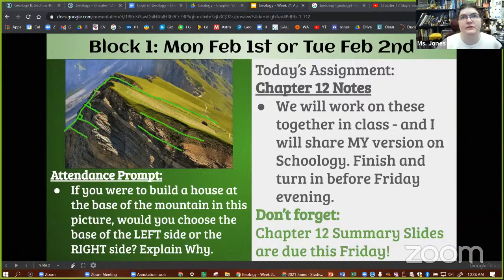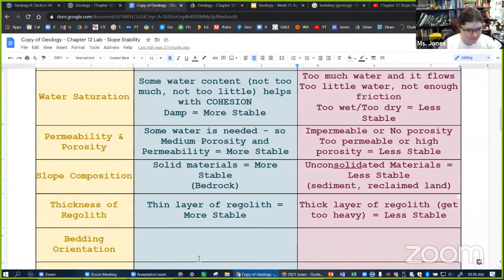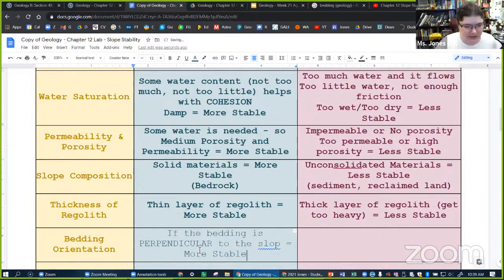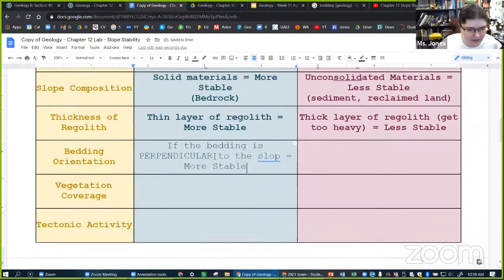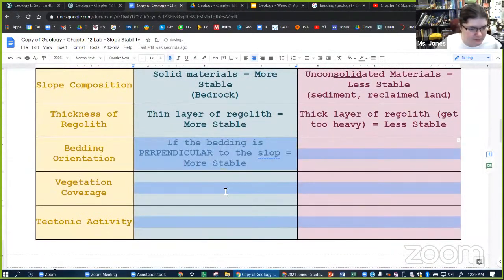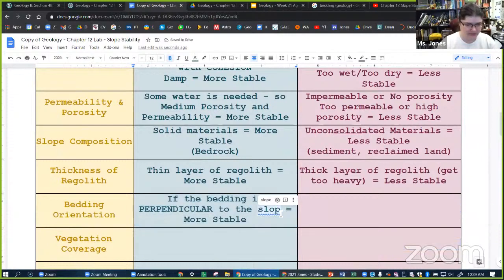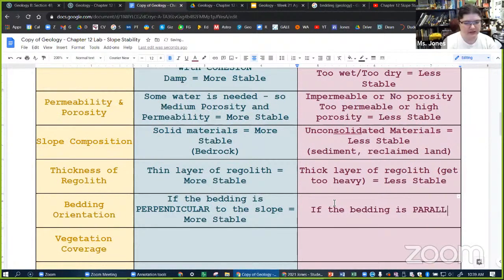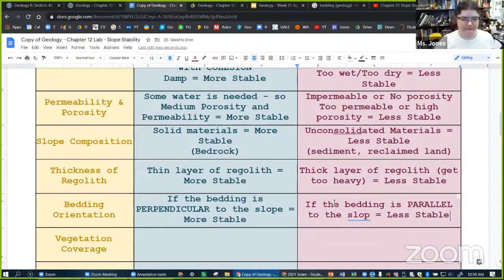And so, clear the drawing, go back to my mouse. If the bedding is perpendicular to the slope, it is more stable. Let's go ahead and scroll down a little bit and put these in bold, and then I'll scroll back up just a little bit. Let's spell slope correctly, shall we? While if the bedding is parallel to the slope, it is less stable. Again, why do I keep forgetting the E?